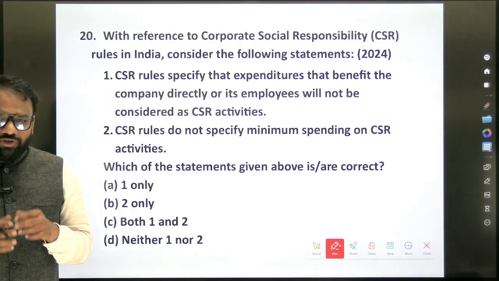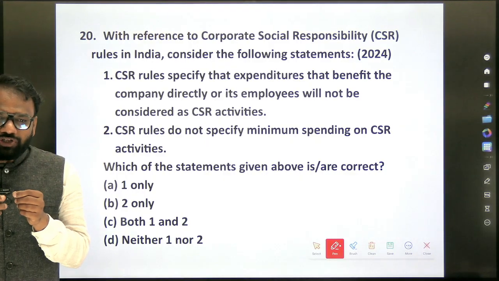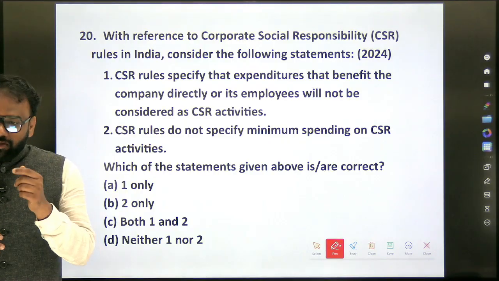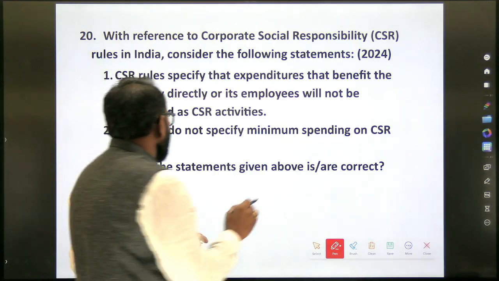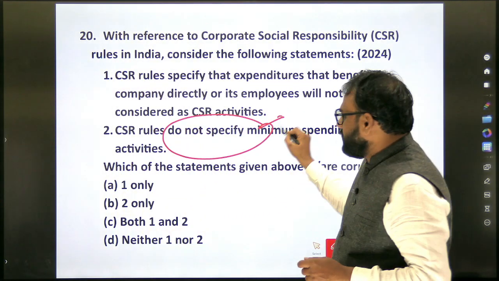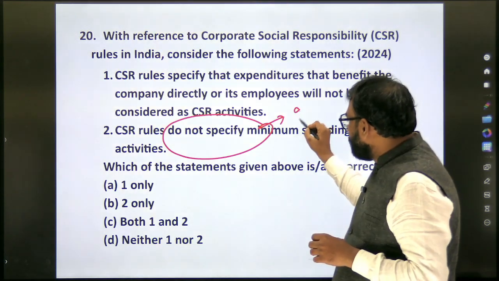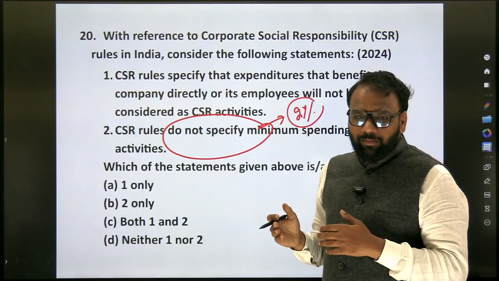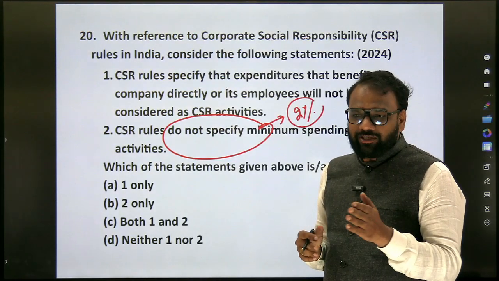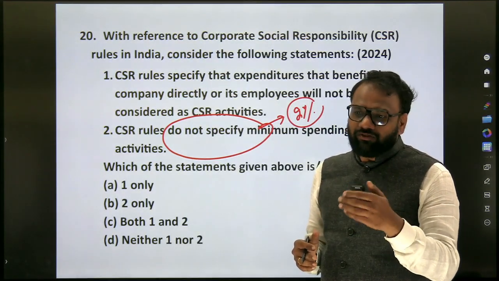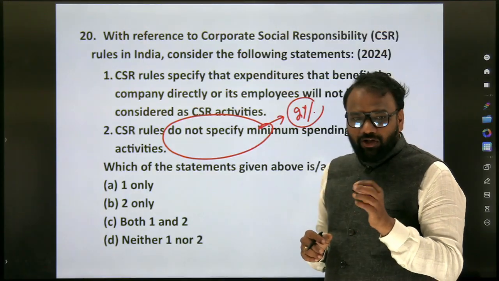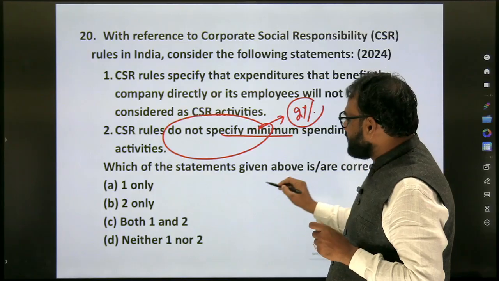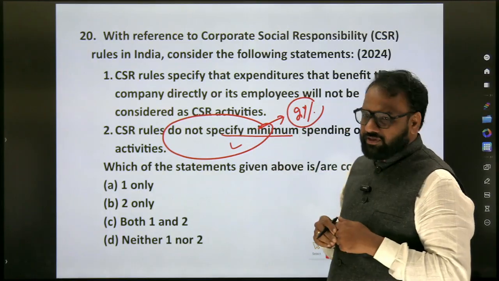So under CSR, you have to spend some amount on social developmental activities. What is that amount? Here in the newspaper it repeatedly appears. The statement that CSR rules do not specify minimum spending is wrong. It specifies 2% of the average profit of the last 3 years. Generally they will not focus on the absolute value, but it does specify a minimum spending on CSR activities. So the second one is false.